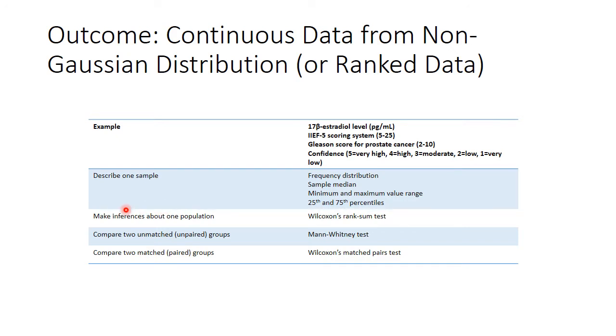And then for making inferences about that population, we can use what we call a Wilcoxon rank sum test. We didn't really talk about that too much. This is very similar to a one sample t-test. It is non-parametric. For comparing two unmatched groups is where you use a Mann-Whitney test. As we saw, that's kind of the cousin to the unpaired t-test. And then you can compare two matched groups, right? This would be a Wilcoxon matched pairs test, right?